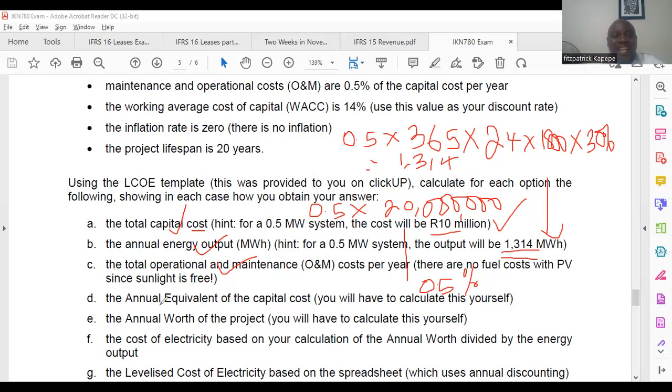Then now we are told the annual equivalent of the capital cost. Here, guys, you can then now use the PMT function to get the principal, and I'll explain what this is. That's the 20 million that we got for capital cost. All we are trying to do is to redistribute that 20 million over 20 years. So let me demonstrate this.